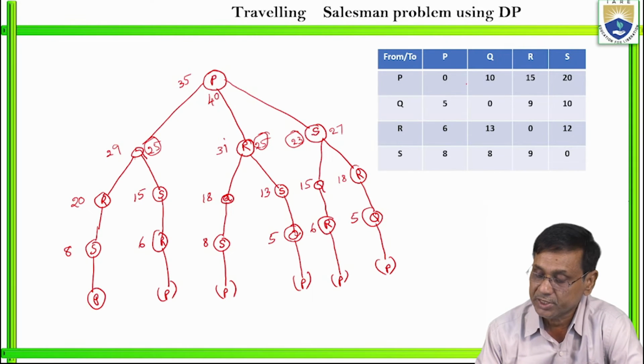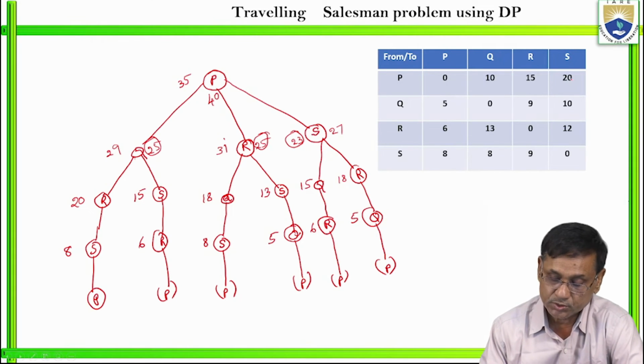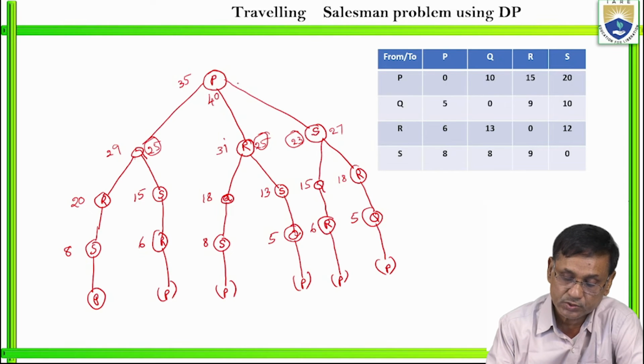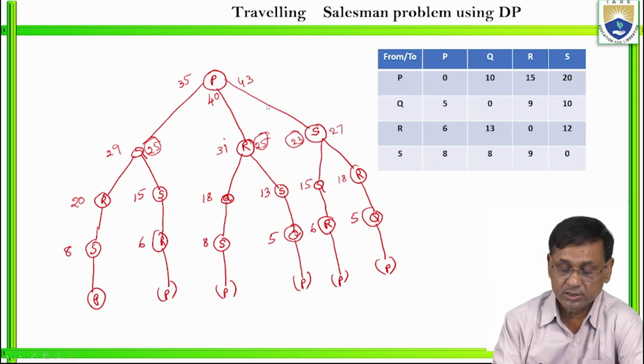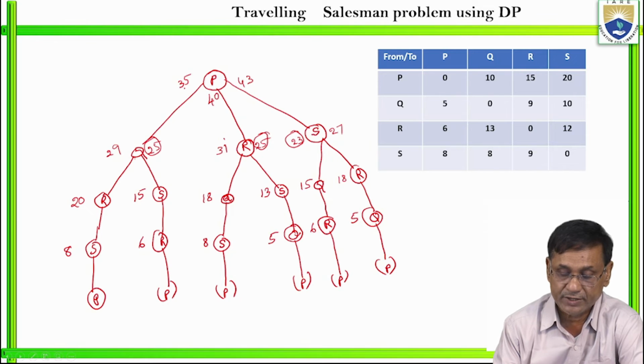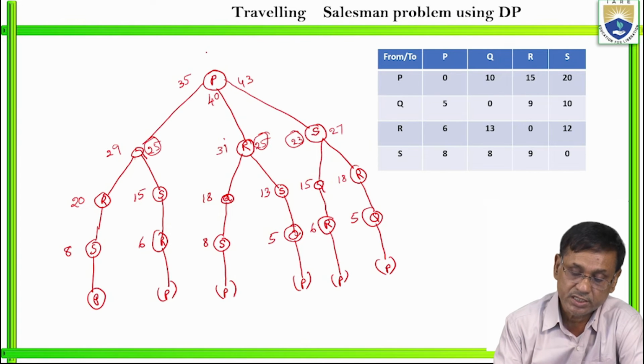P to S is how much? P to S is 20. So in this minimum is 23. So this is 43. So three costs are there. One is 35, another one is 40, and the next one is 43. So in this we can select the lowest one. So that is 35.